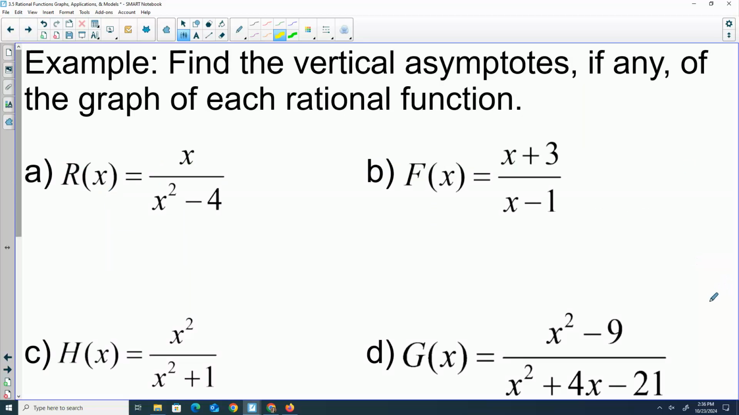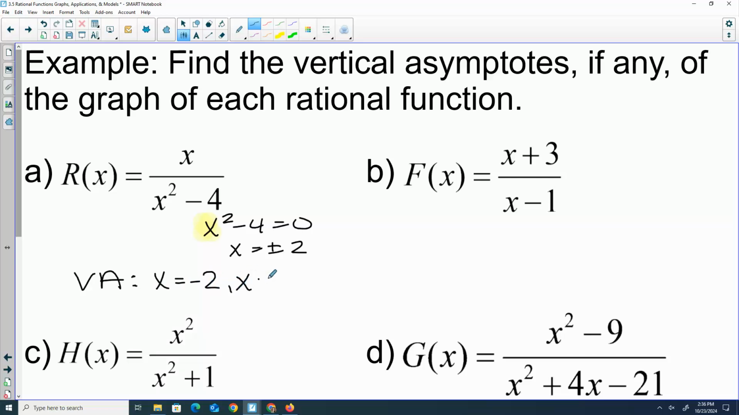First, let's practice vertical. So if I want my vertical asymptotes, where do I need to look? At what makes the denominator 0. So when I look at this first one, x squared minus 4, what makes that 0? So our vertical asymptotes, they are lines, so I want the equation. We have 2 of them. X equals -2, x equals +2.